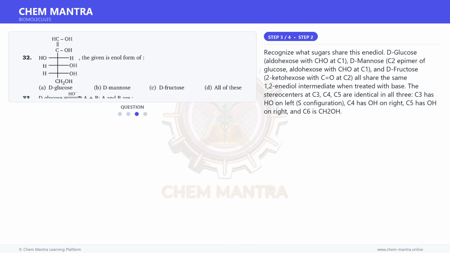Moving on to the next step. Recognize what sugars share this enediol. D-glucose, an aldohexose with CHO at C1, D-mannose, the C2 epimer of glucose, an aldohexose with CHO at C1, and D-fructose, a 2-ketohexose with C=O at C2, all share the same 1,2-enediol intermediate when treated with base. The stereocenters at C3, C4, C5 are identical in all three.